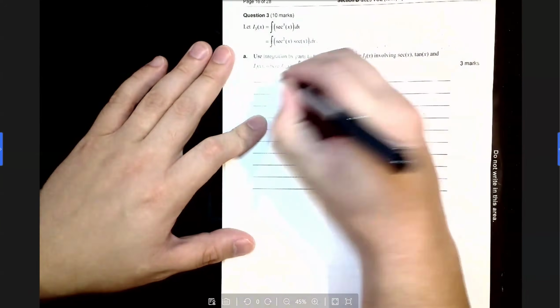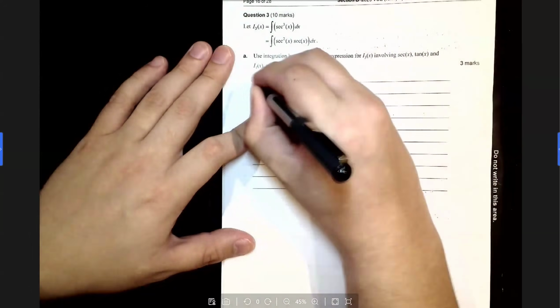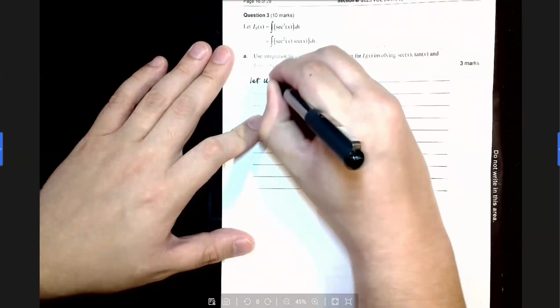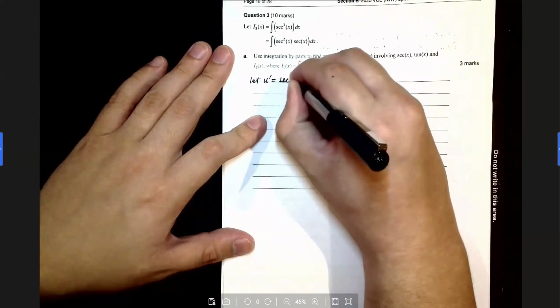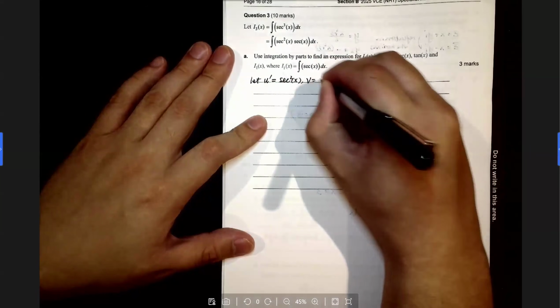So I say that u dash equals secant squared x, and v equals secant x.